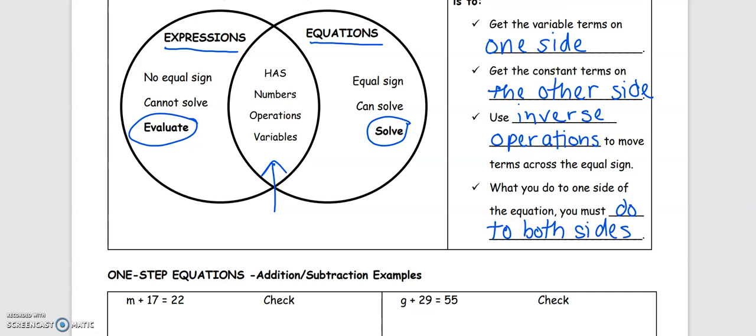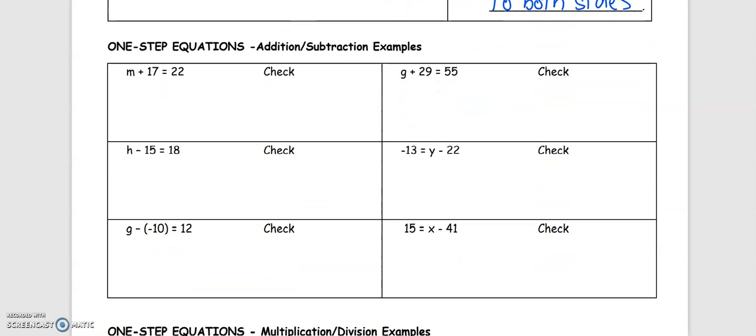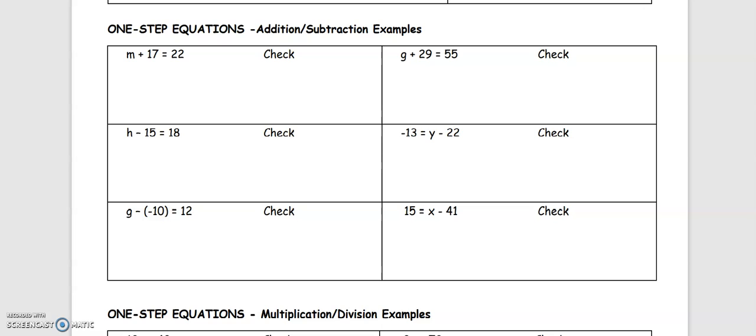So if we add something on one side of the equation, we have to add that same amount to the other side. Let's take a look at some of our one-step equations here. Addition and subtraction examples. We have m plus 17 equals 22. Some of us like to draw a line down the equal sign to show our two separate expressions. We want to get the variable all by itself. We want that variable to stay on the left side. So we're going to do the inverse of adding 17. The inverse of adding 17 is subtracting 17. So we do that on both sides of the equation. On the left side, our 17s are opposite or inverse. They cancel each other out. We're down to m equals 22 minus 17.